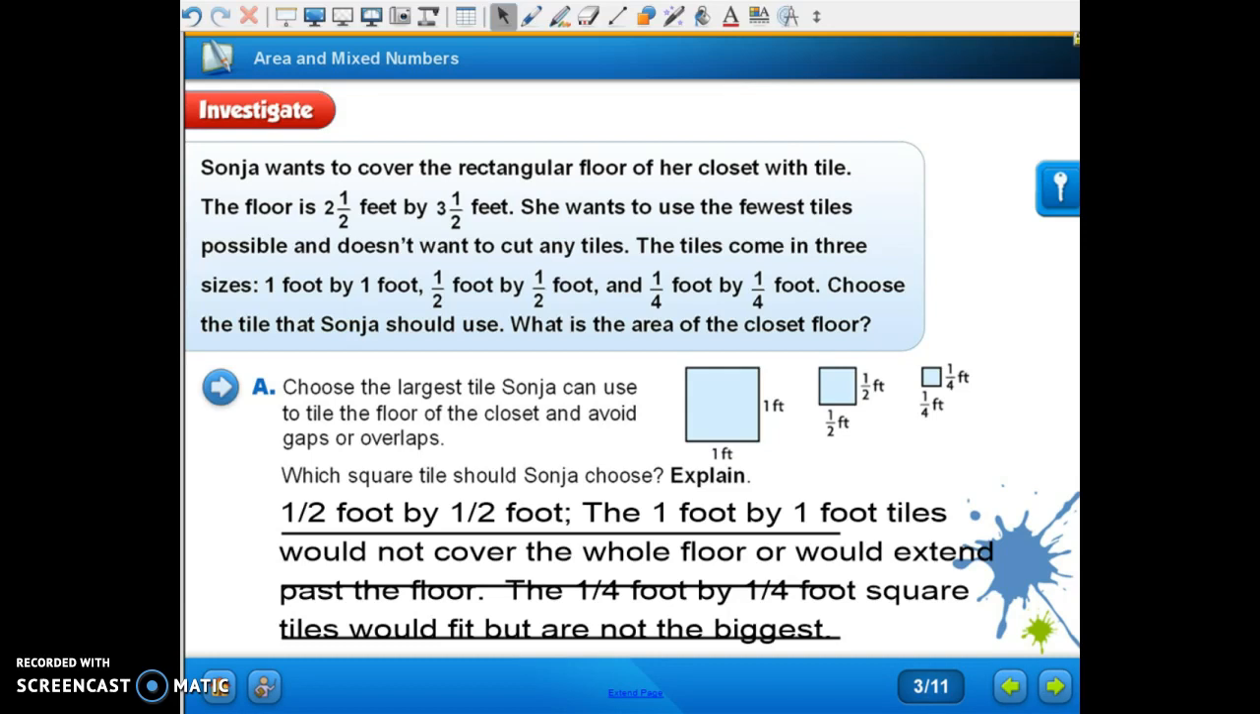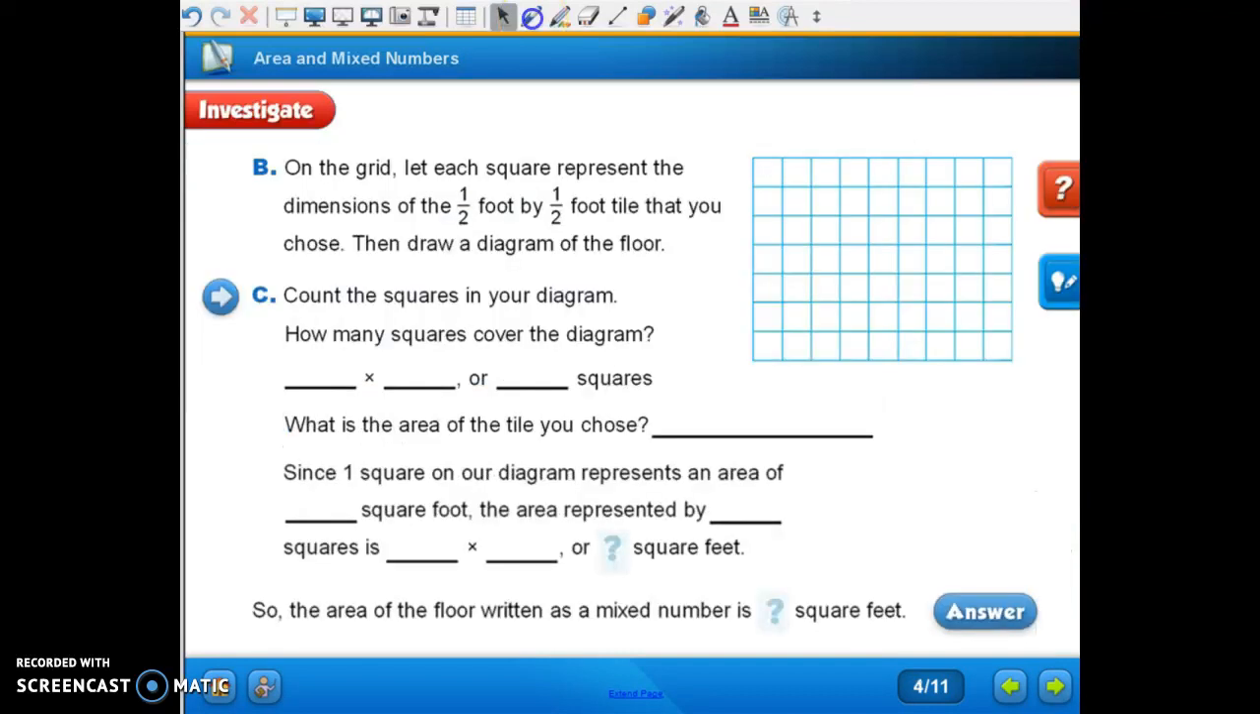And for every 6 by 6 tile, we would have to use how many 3 by 3 tiles? 2? That would just make a rectangle. We have to use 4 of them to cover the 6 by 6 area. So the best tile for her to use is a 1/2 foot by 1/2 foot. Okay, so now it's asking us to put that on the grid that they give you there. It says on the grid, let each square represent the dimensions of a 1/2 foot by 1/2 foot tile. So each one of those squares is our tile we're going to use.